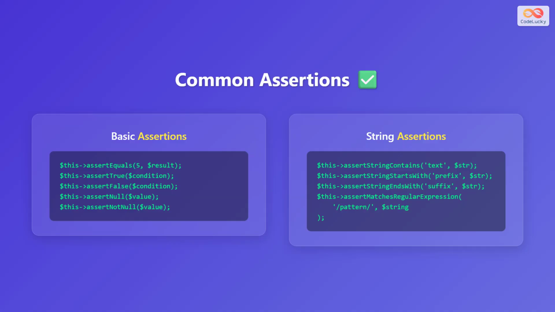For string assertions, you can use assertStringContainsString to check if a string contains a specific substring. You can use assertStringStartsWith to check if a string starts with a specific prefix, and assertStringEndsWith to verify if a string ends with a specific suffix. Finally, assertMatchesRegularExpression checks if a string matches a given regular expression.